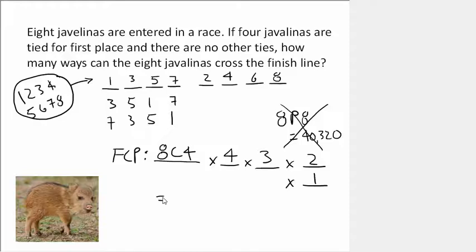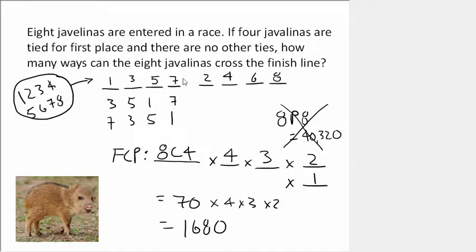You do the math, and let me do it again. 8 combo 4 is 70. We've got 70 of those. Let's see, did I do that right? Yes. Times 4 times 3, that's 12 times 2, which is 24. And that makes 1,680.